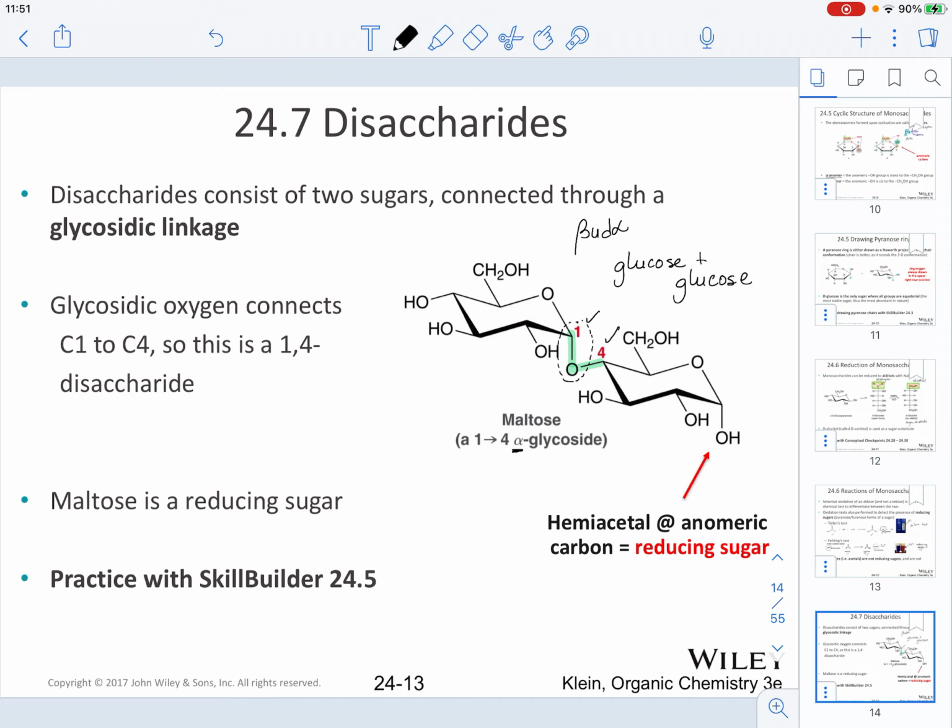Now, the reason why maltose is specifically a reducing sugar, so for example, if you put maltose in the Fehling's test and it is known as a reducing sugar, is because we have a hemiacetal at the anomeric position. So any disaccharide that has a hemiacetal at its anomeric position is going to be able to undergo oxidation in the reaction that we explained previously, called the Fehling's test.